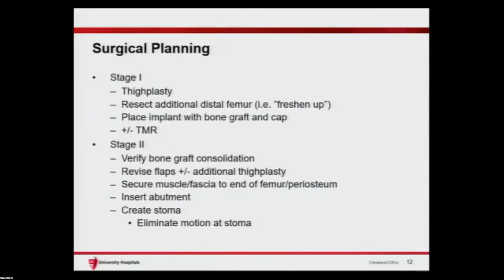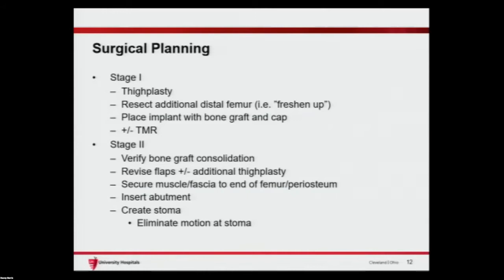So stage one involves the aggressive thighplasty or reshaping of the residual limb that's there. It involves freshening up the end of the distal femur, where you essentially cut off a little bit of distal femur where you may have some hypertrophic bone that has formed, to create a good platform to then anchor soft tissues later. You then place our implant as well as some bone graft behind it, followed by a cap to hold the bone in place, and then plus or minus whether or not the patient needs TMR at the time of that initial surgery. That's the end of stage one. You close up, and then you put the patient on ice basically for 3 months.